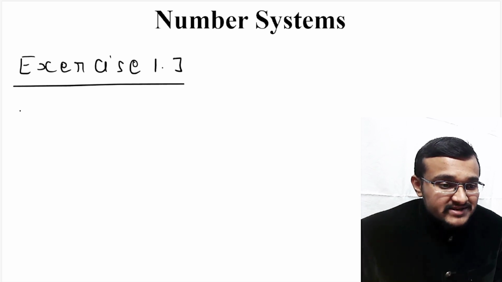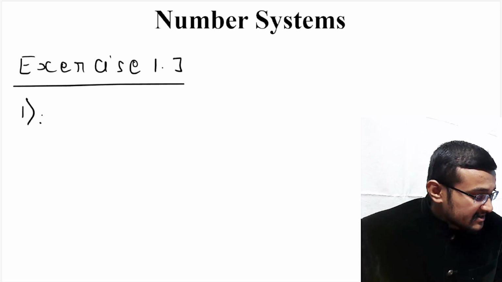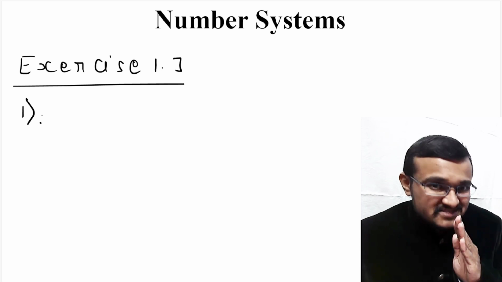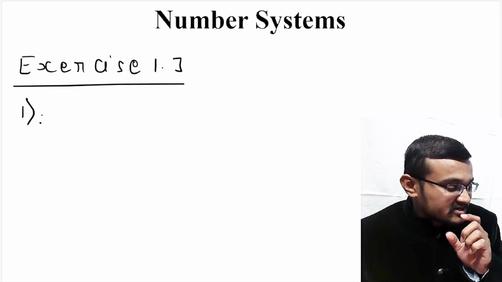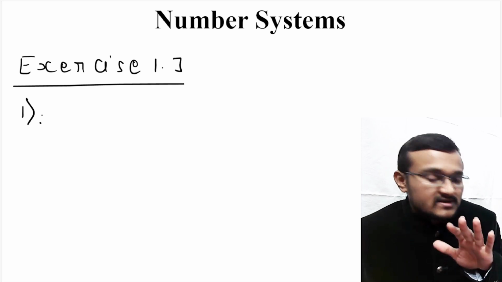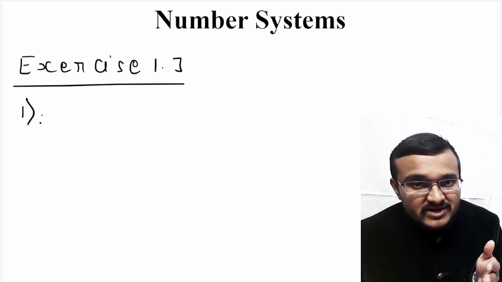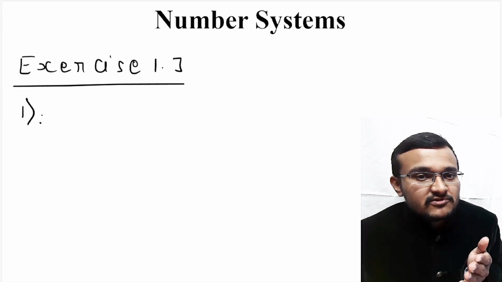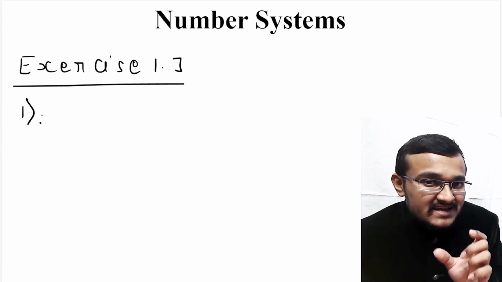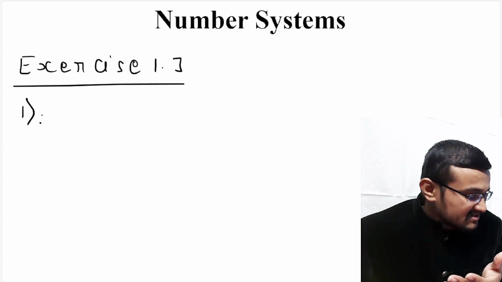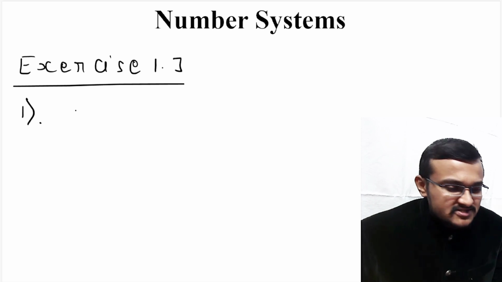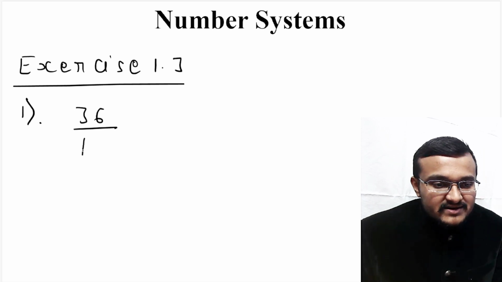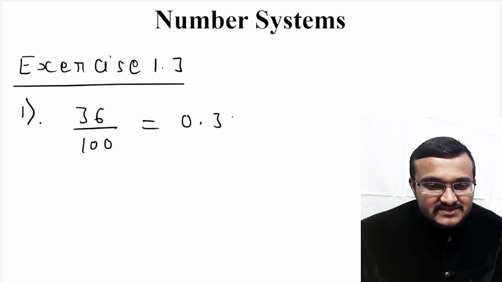So in this exercise 1.3, coming to the first question, there are a few set of questions in the first question. You have to take the value of those particular numbers. Here in the first question you have 36 by 100. So you should calculate the value for that and say what kind of decimal form that particular number has. So first you can take 36 by 100. When you do 36 by 100, you will get 0.36.